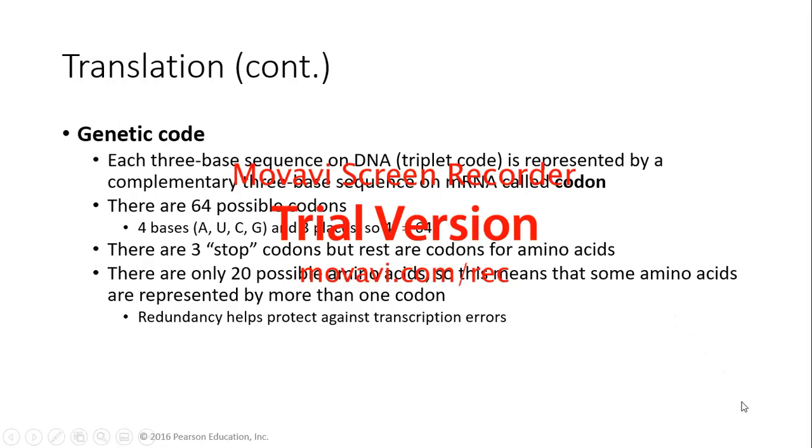That redundancy helps protect against transcription errors. A lot of times, if you change one base in the codon to another base, it still represents the same amino acid. So that redundancy helps protect from error.